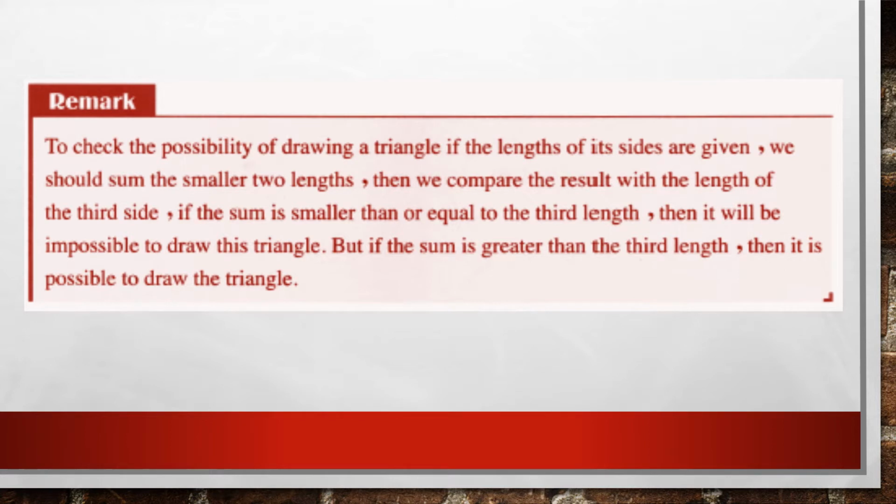You have to know that to check the possibility of drawing a triangle, if the lengths of its sides are given, we should sum the smaller two sides. Then we compare the result with the length of the third side. If the sum is smaller than or equal to the third side, then it will be impossible to draw this triangle. But if the sum is greater than the third side, then it's possible to draw that triangle. In any other case, it's impossible.